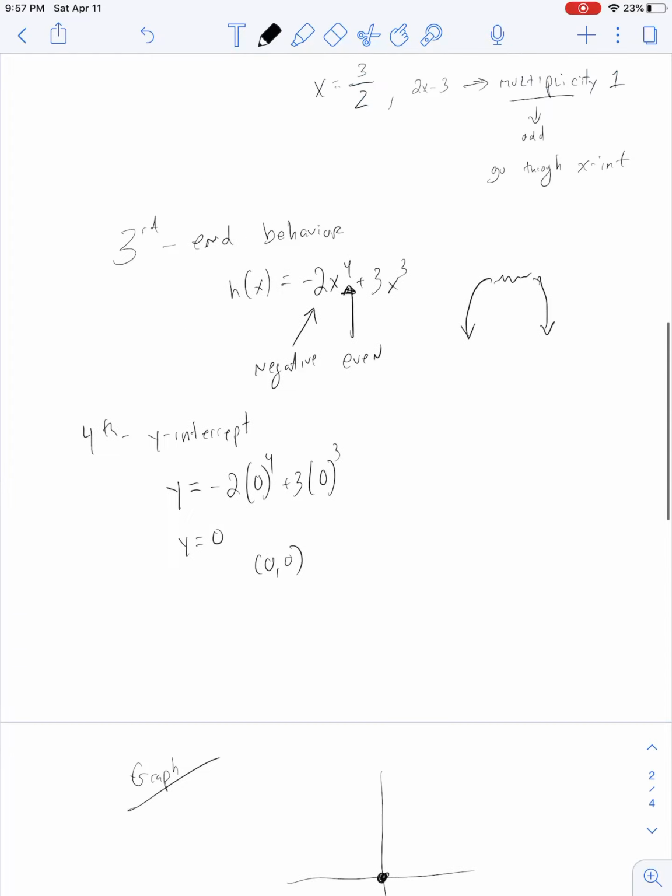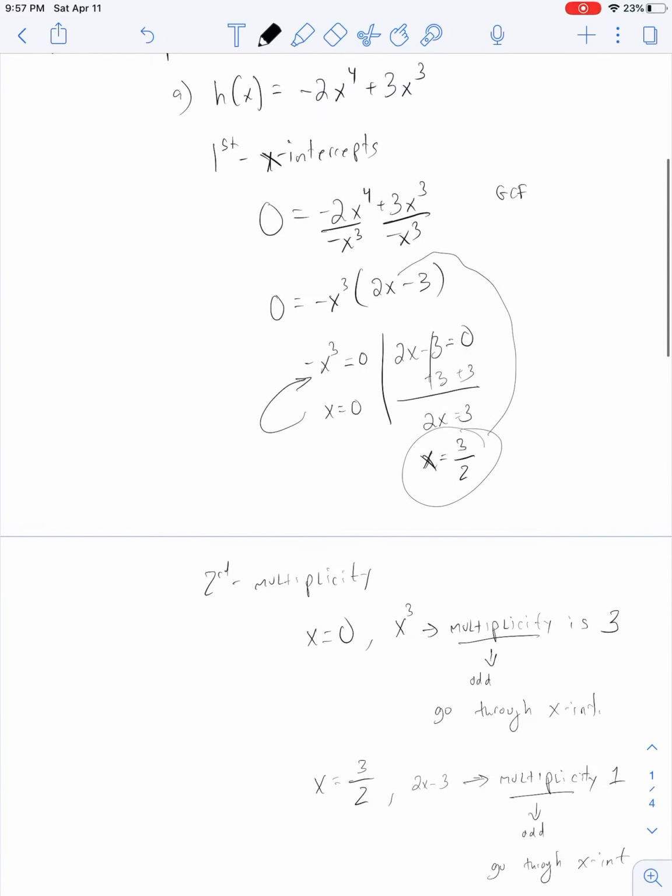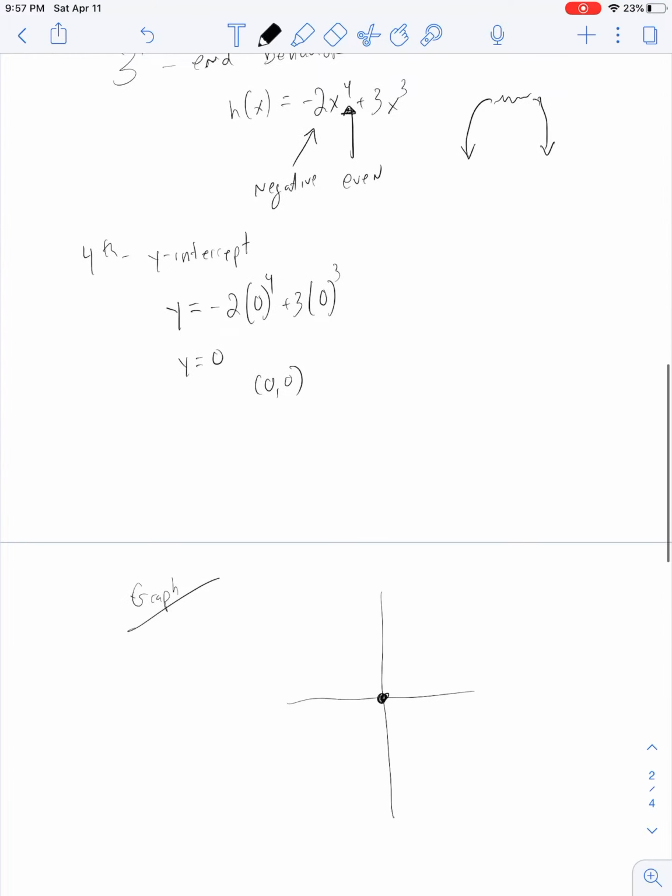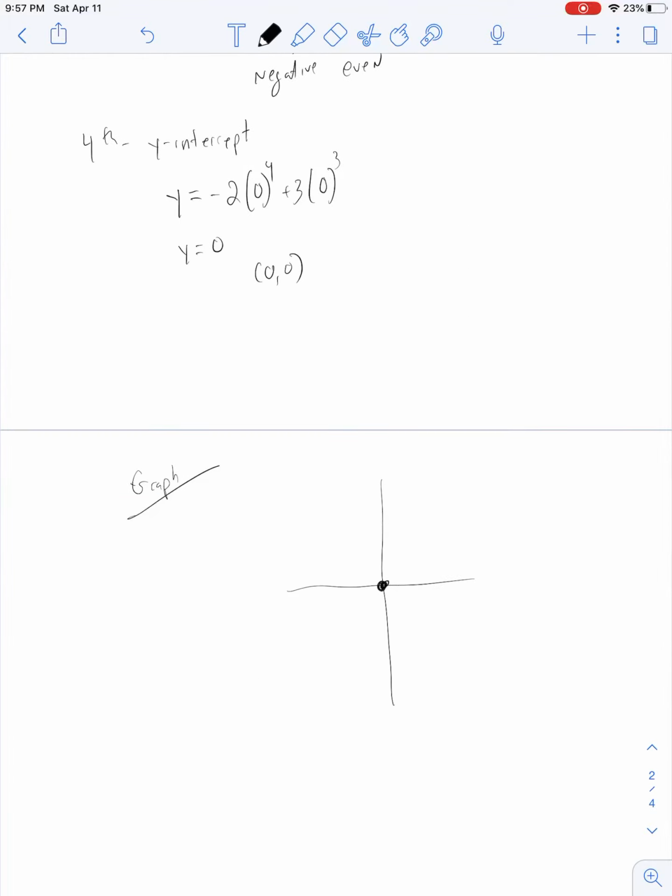We have 0, 0, our y-intercept. What else did we have as intercepts? This one is 3 over 2 and 0. So we have 0, 0. And then we have 3 over 2, which is around 1.5. So if this is 1, this is 2, right in here falls 3 over 2. So we got these points.